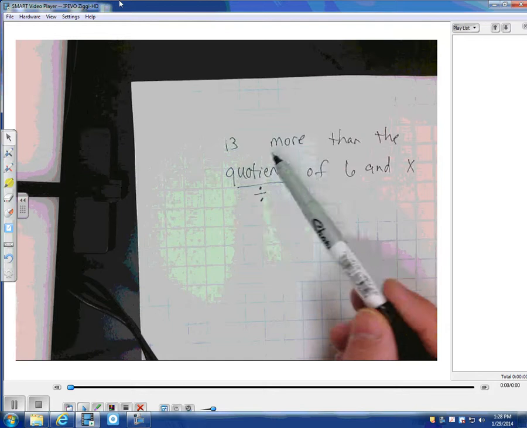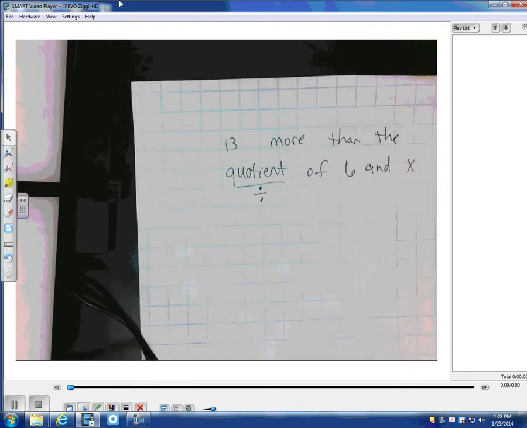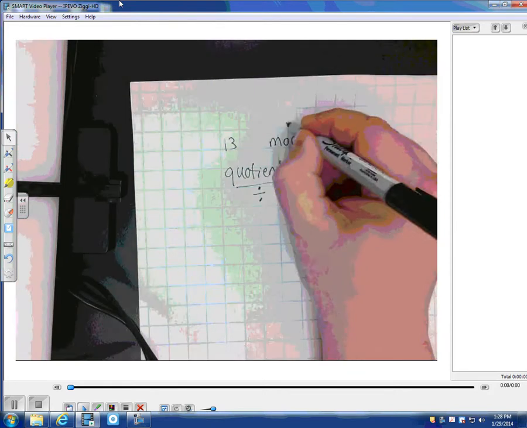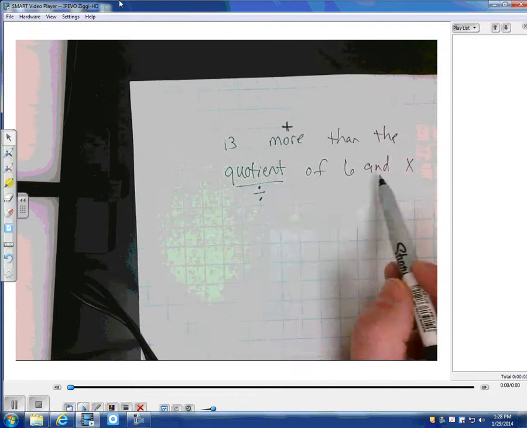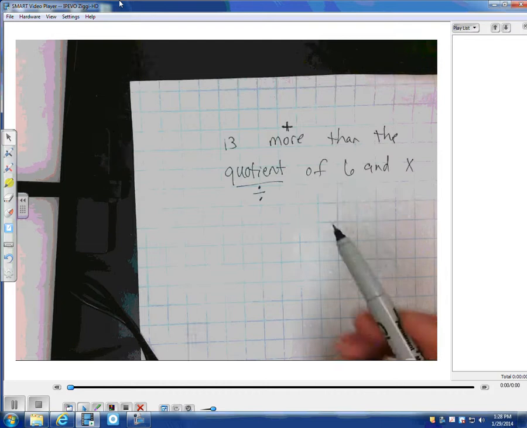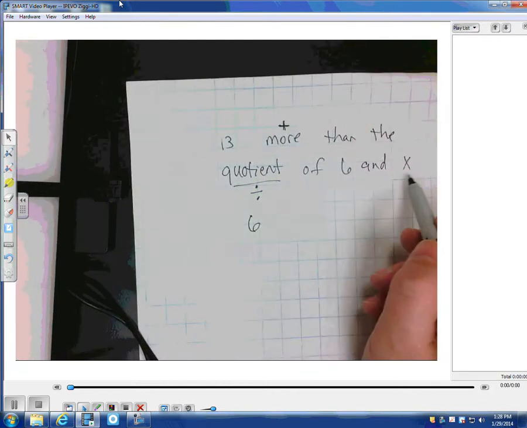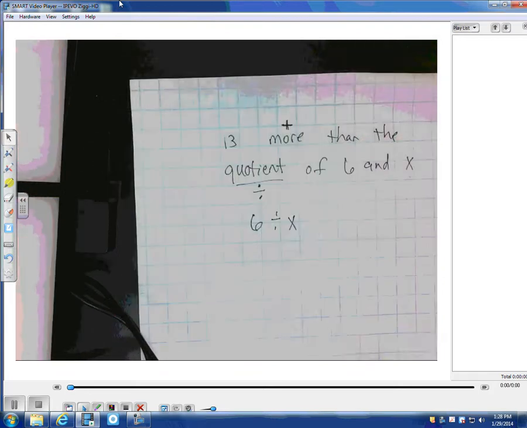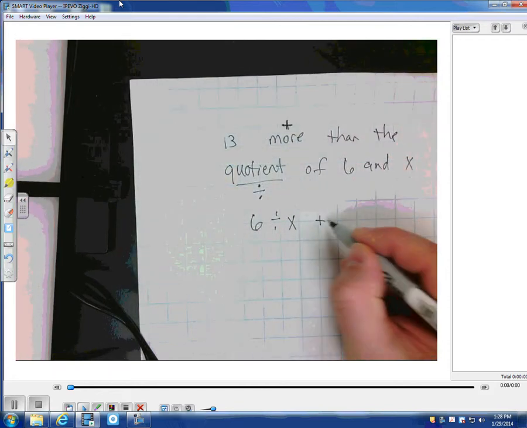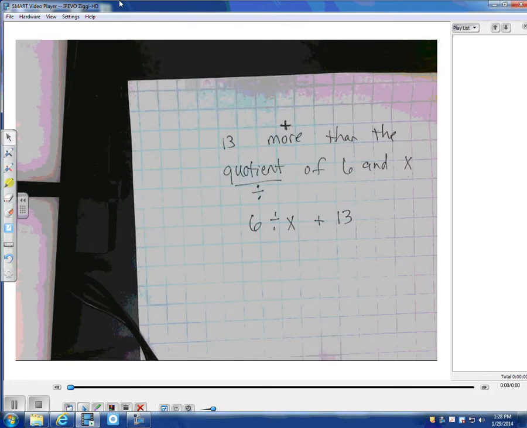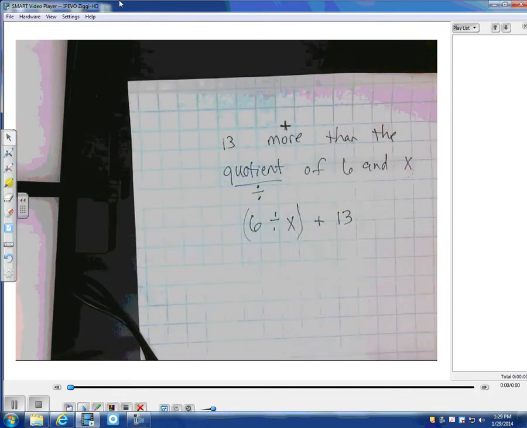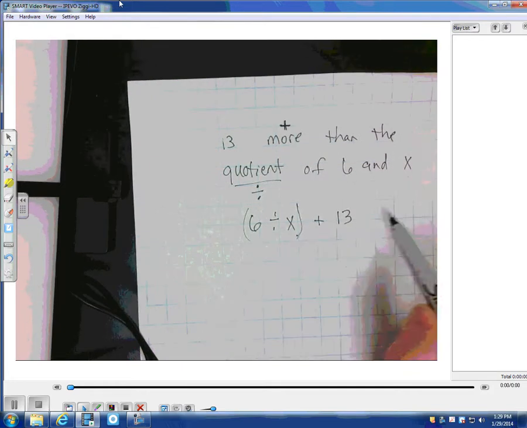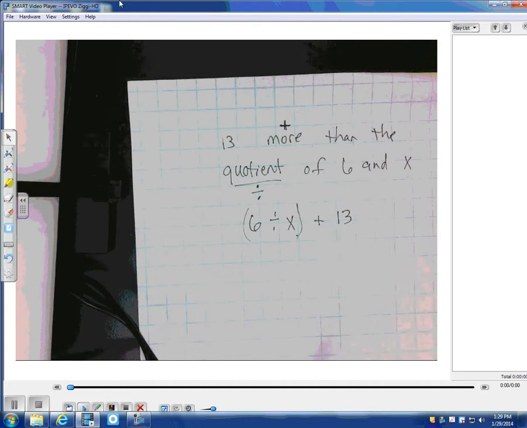So we've had these in the previous review sheets. If I have 13 more than something, that tells me I'm adding to it, because I'm getting more. So that more here is addition. First I would do the division part of this problem. 13 more than the quotient of 6 and x, so I'm going to divide 6 and x, and then I add 13. But I'm missing my parentheses. I'm going to do my division first, so I put parentheses around the division part of the problem. That gives me 6 divided by x, plus 13. Okay, so that is the answer to number 2.